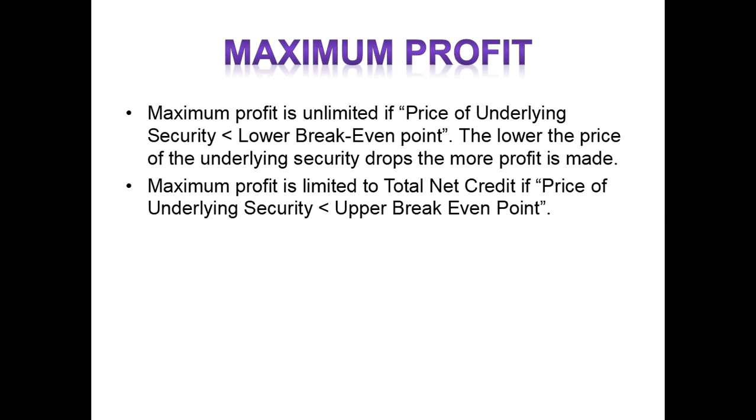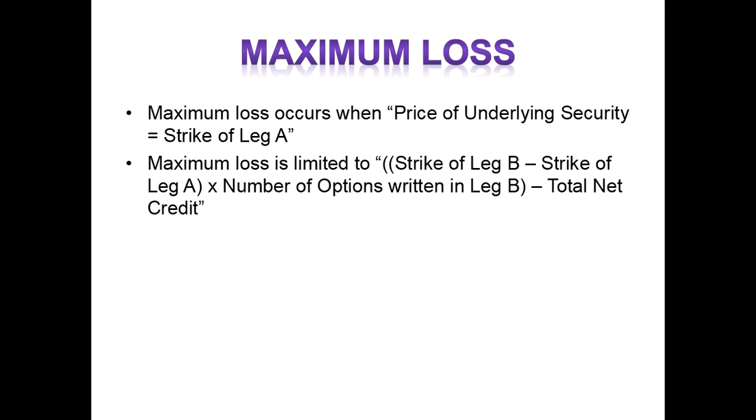So let's look at maximum profit. The maximum profit is unlimited if the price of the underlying security is lesser than the lower break-even point, and the lower the price of the underlying security drops, the more profit is made. The maximum profit is limited to total net credit if the price of the underlying security is less than the upper break-even point.